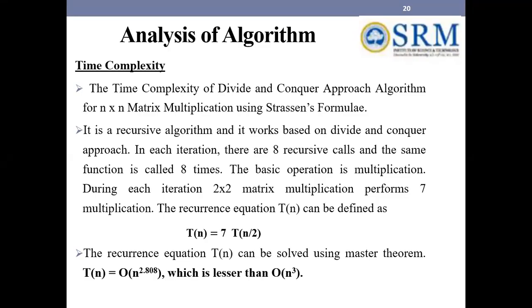When we solve this recurrence equation using Master's theorem, we get the answer T of n equal to order of n power 2.808. So n power 2.808 is the running time of matrix multiplication using Strassen's algorithm, which is lesser than order of n cube.